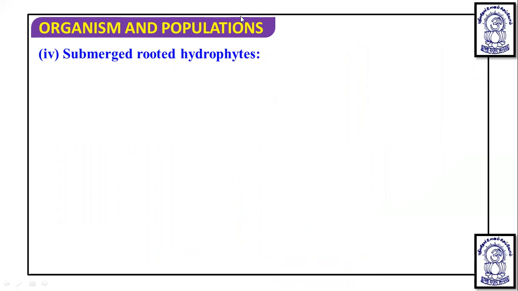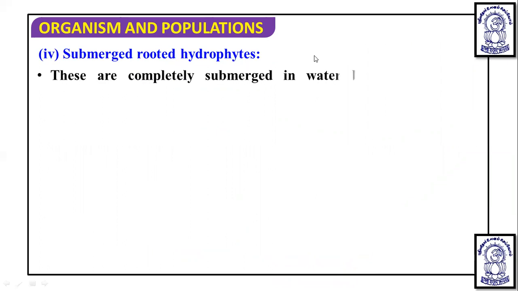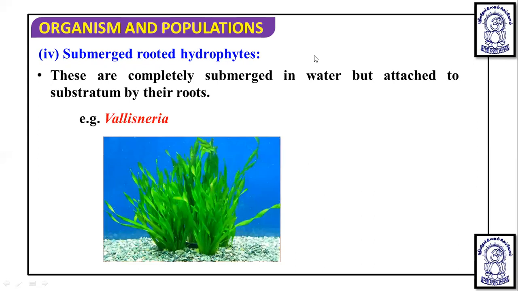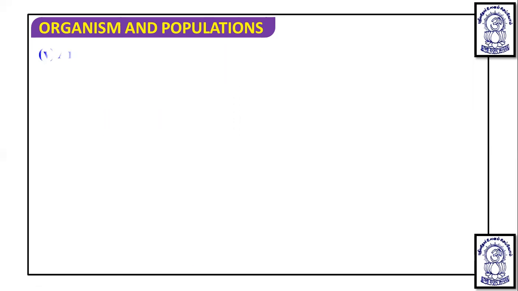Then the next hydrophytes are the submerged rooted hydrophytes. These are completely submerged in water, means they are present in water but attached to the substratum, attached to the mud by their roots. The example is Vallisneria. You can see such Vallisneria is seen.